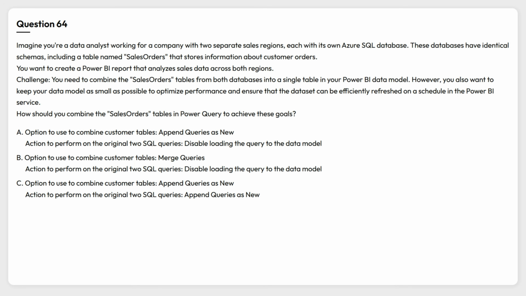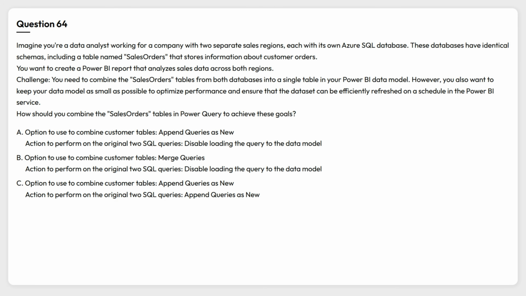However, you also want to keep your data model as small as possible to optimize performance and ensure that the dataset can be efficiently refreshed on a schedule in the Power BI service. How should you combine the sales orders table in Power Query to achieve these goals? Option A. Option to use to combine tables: append queries as new. Action to perform on the original two SQL queries: disable loading the query to the data model.